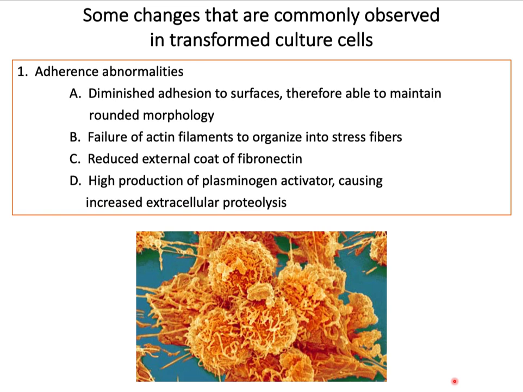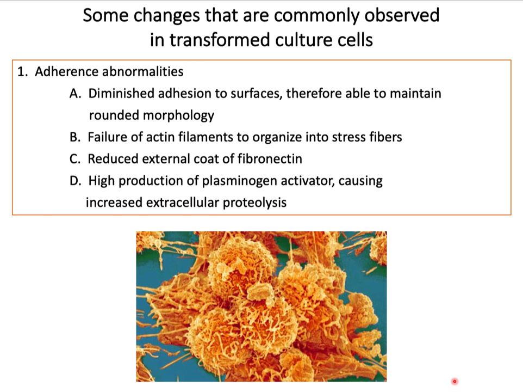If you were to stain a cancer cell with phalloidin, which you will remember from our methods section is an actin stain, you will notice that the actin is very disorganized. Normally, fibroblastic type cells will have these stress fibers, which are long polymers of actin that are on the bottom, right near where the cell is adhering to the surface. You will see a reduced external coat of fibronectin, which is one of the extracellular matrix proteins. And there is a very high production of what's known as plasminogen activator, which causes an increase in extracellular proteolysis.